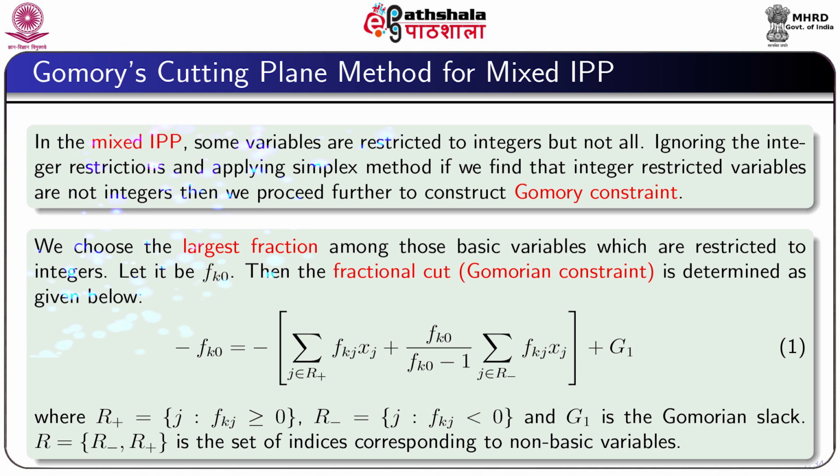It could be noticed that in this fractional cut, we consider both negative and positive fractions, and if we ignore the negative fractional part, then the Gomorian constraint is same as we have already mentioned for all integer programming problem.